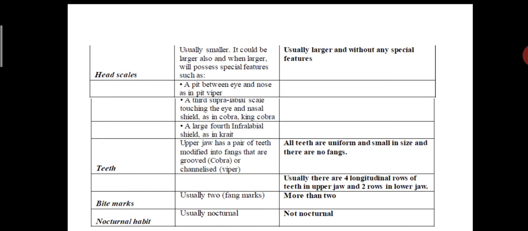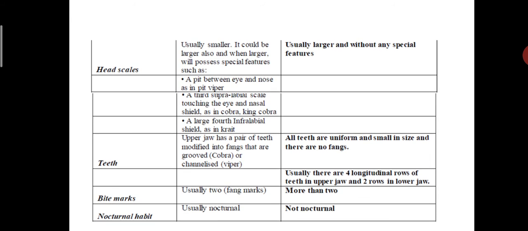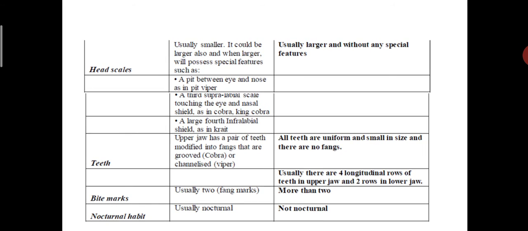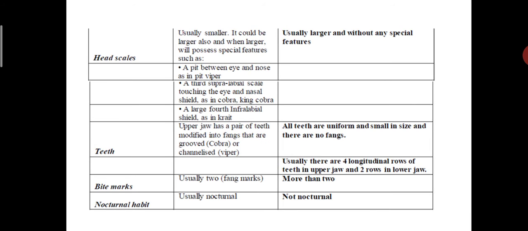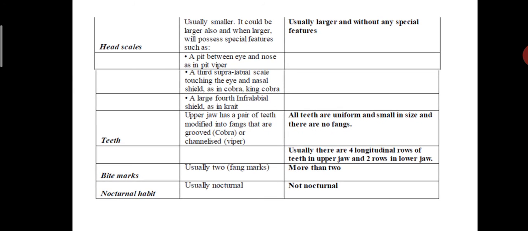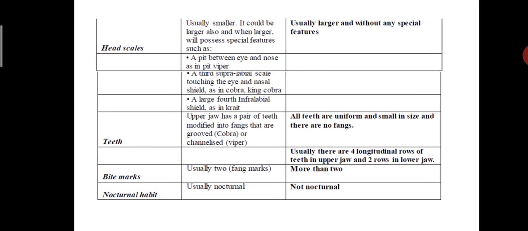A pit between eye and nose as in the pit viper. A third supralabial scale touching the eye and the nasal shield as in the cobra. So it is also poisonous. The fourth infralabial shield as in the krait. So whenever the shield is there in the third supralabial and fourth infralabial, it is a different snake. It may be a cobra or krait, but it is poisonous.